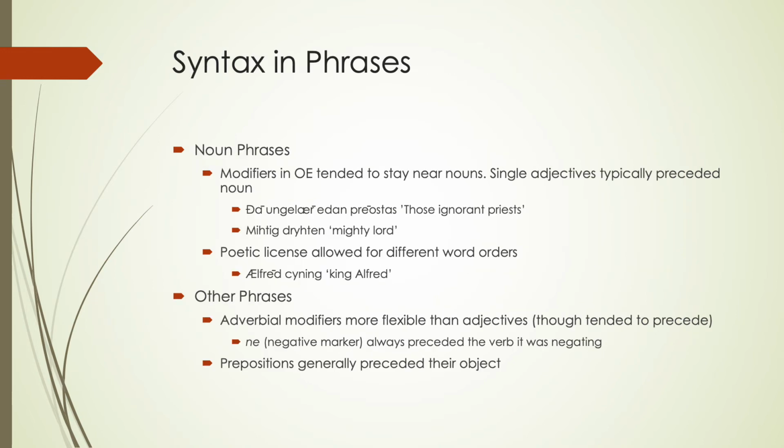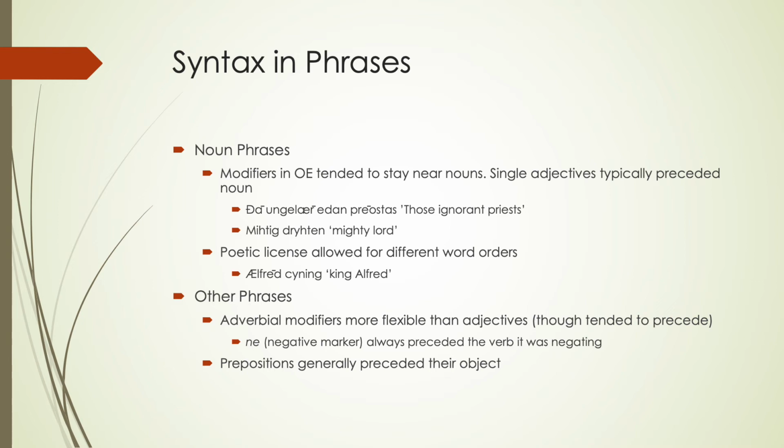Within phrases, in noun phrases, the modifiers in Old English tend to stay very near to their nouns. Single adjectives were typically preceding the nouns, so those ignorant priests, you would have ignorant in front of priests, mighty lord, same kind of thing. But you were allowed different word orders in especially poetry, so King Alfred, you would often find Alfred König instead, so you'd have the king part after the name.